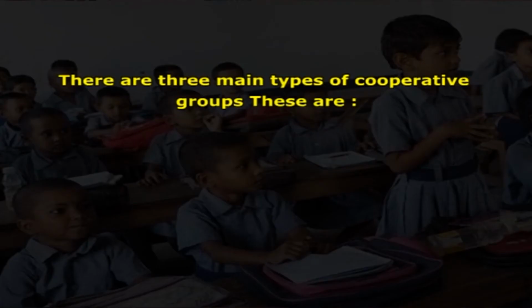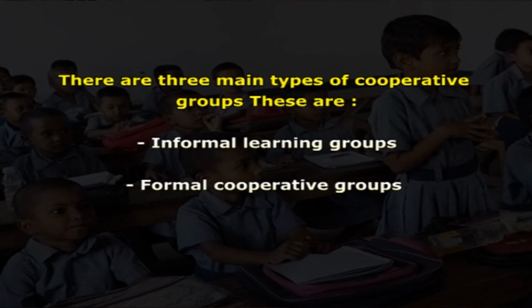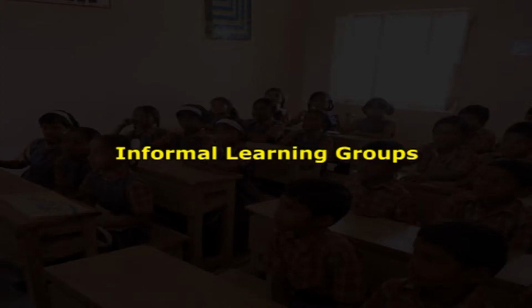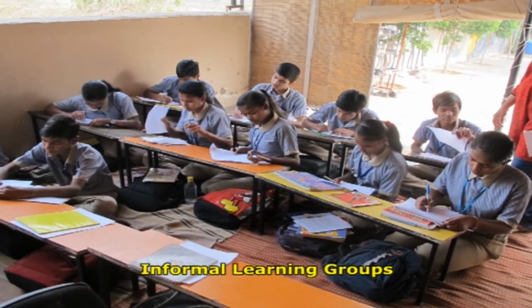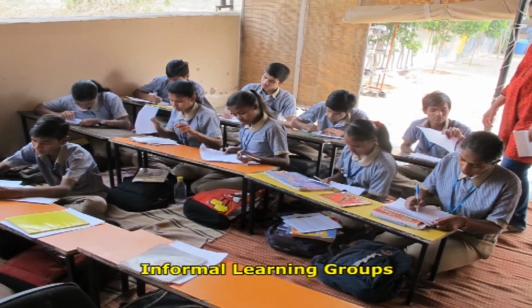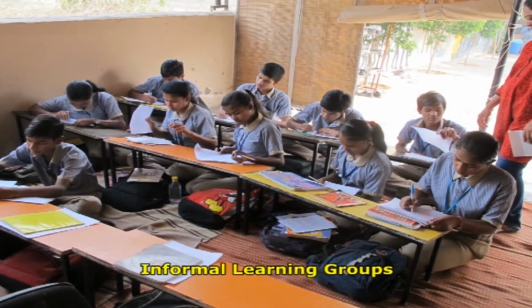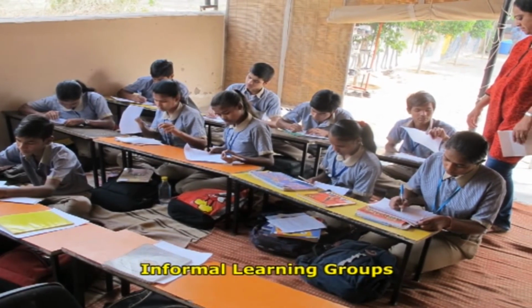There are three main types of cooperative groups. These are informal learning groups, formal cooperative groups, and cooperative base groups. Informal learning groups are groups for a very short period and are not very structured. Informal learning groups can form for quick activities like quick problem solving, summarizing, or reviewing a lesson.